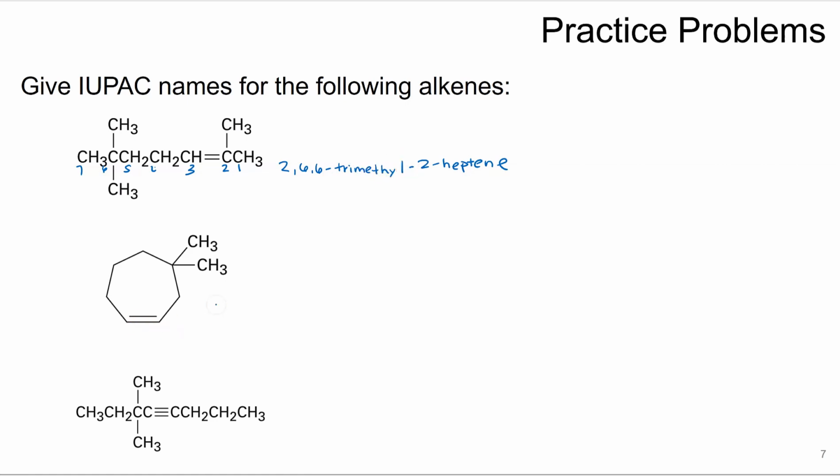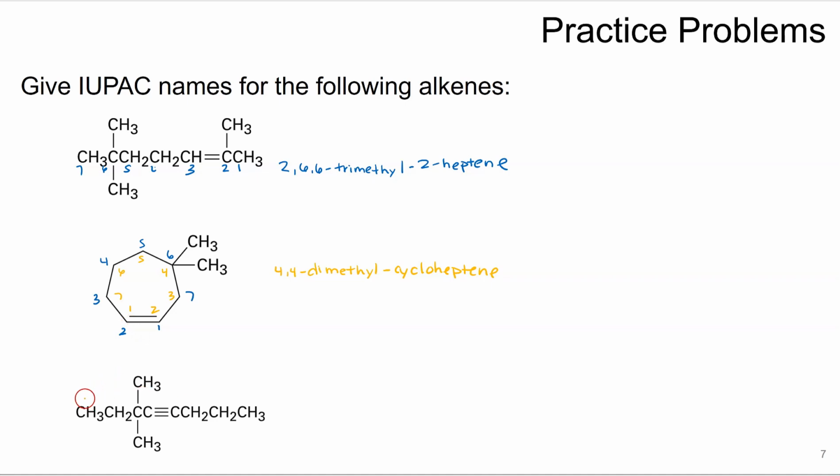In this structure here, I can number it going this way. So my 1 and 2 are contained within the double bond. My methyl groups are at 6. If I number in this direction, my 1 and 2 are still going to be where the double bond starts, but now my methyls are at 4. So I'm going to go with that numbering. So we'll have 4,4-dimethylcycloheptene. And with these, you don't need to indicate where the numbering is. It's always assumed that it's between 1 and 2.